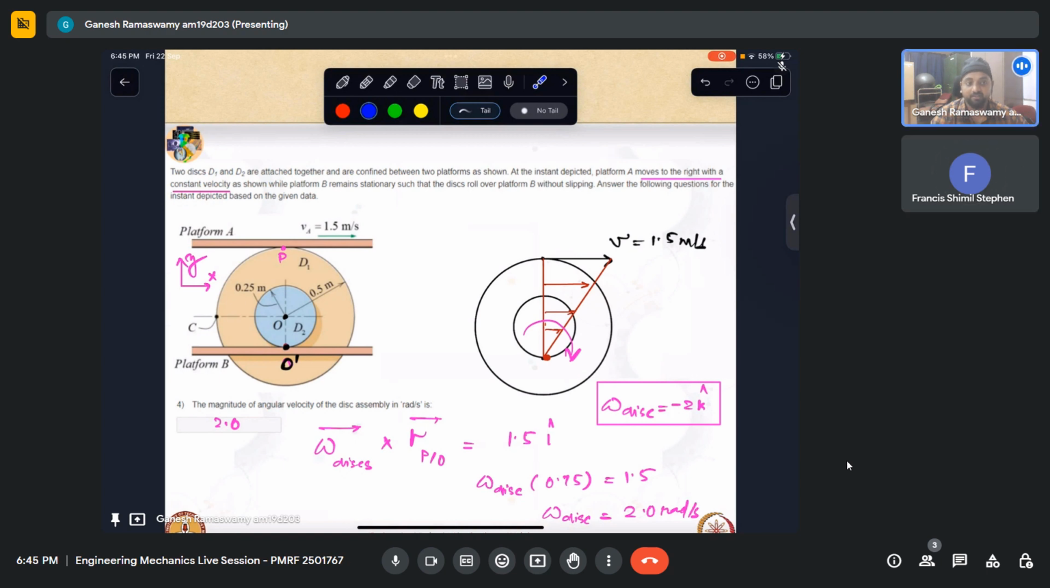See, O dash is actually the point of zero velocity in this assembly. So its velocity is already zero, but it has non-zero acceleration nonetheless.